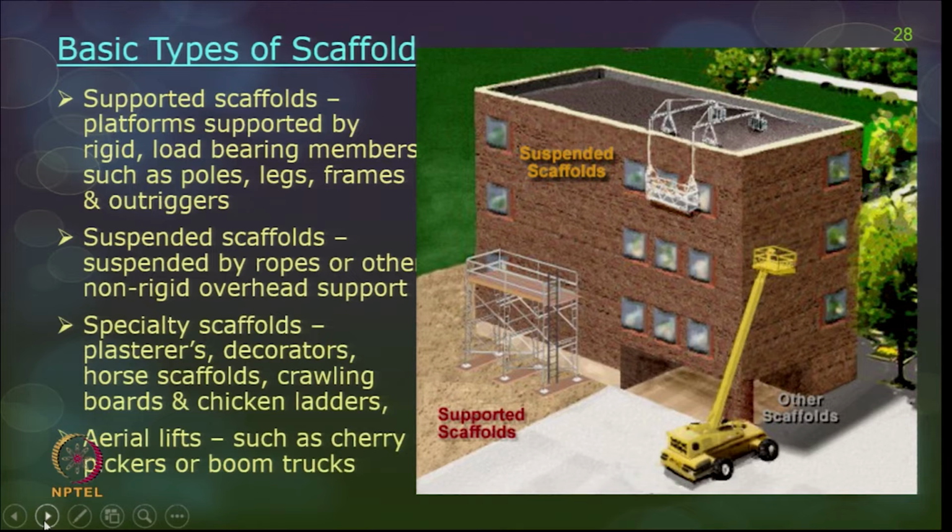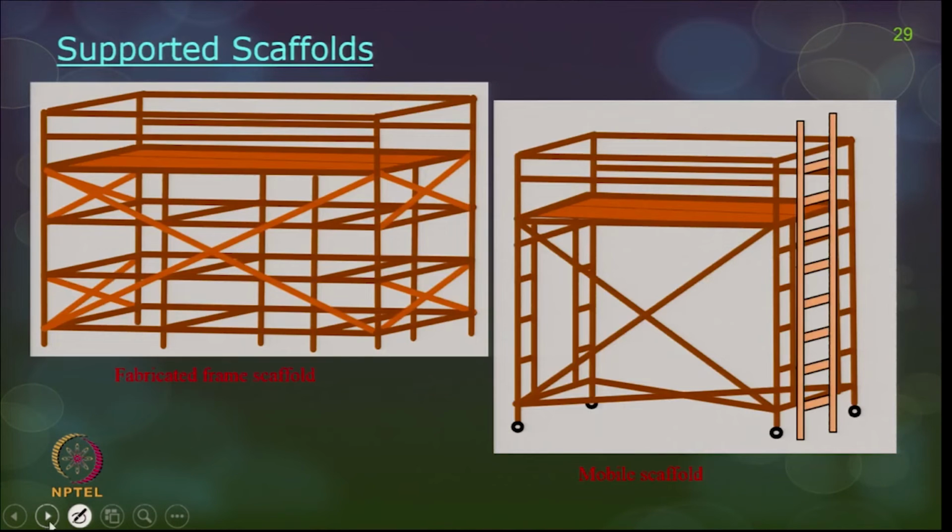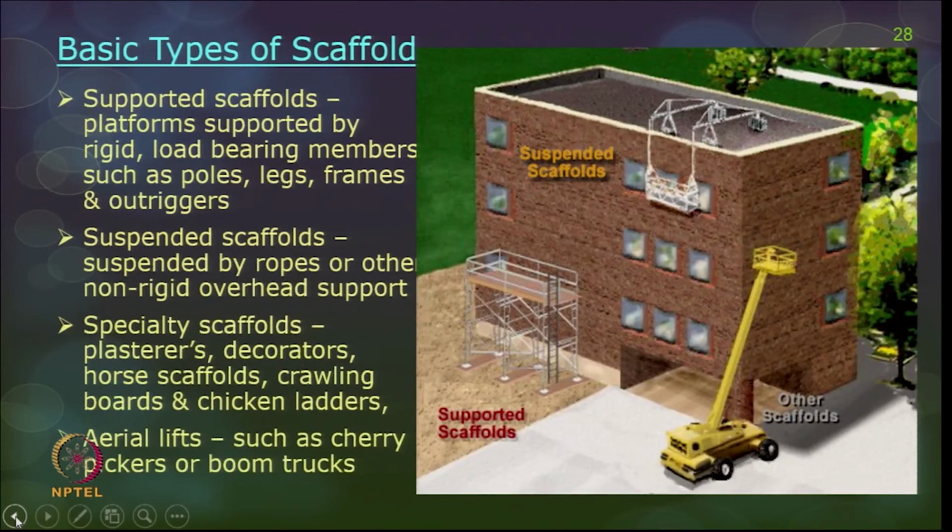The other one is specialty scaffolds, and there are a lot of examples of specialty scaffolds like horse scaffolds, crawling boards and so on. And the last one is aerial lifts. Aerial lifts are like cherry pickers or boom trucks, wherein using a truck with a boom you can have a small aerial lift, and the workers can reach the particular place and finish up their work. So, these are the 3 very famous types of scaffolds, and we will talk about the safety measures only for supported scaffolds and suspended scaffolds.